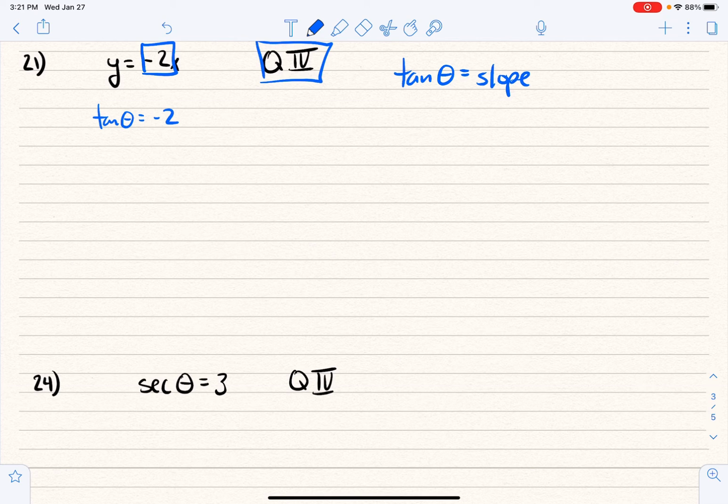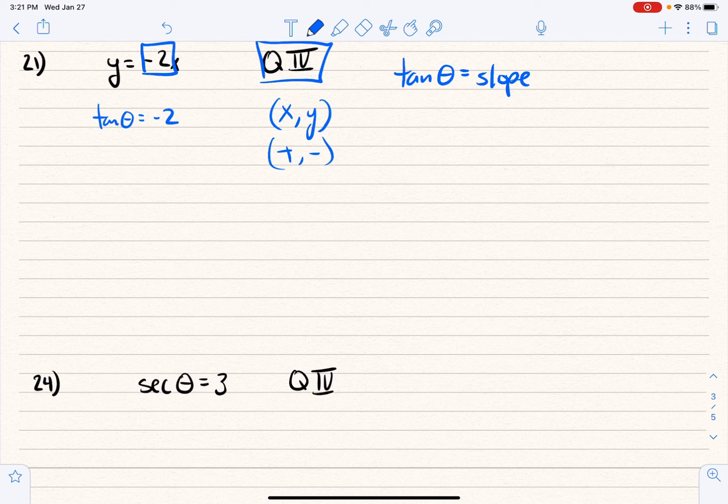Why does that matter? Well, because if tangent theta is -2 and tangent theta is y over x, if it's negative, it means one of them is negative. But I got to know which one. And in quadrant 4, x is positive and y is negative. So it must be my y that's giving that negative value.